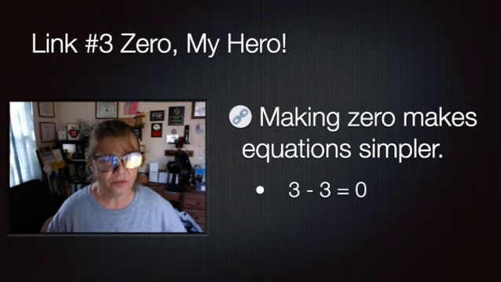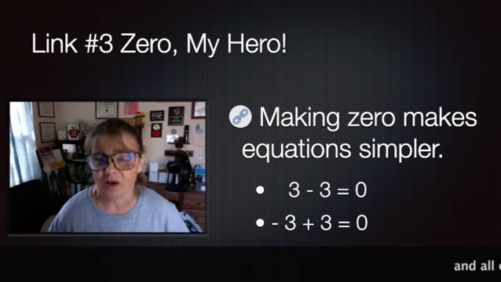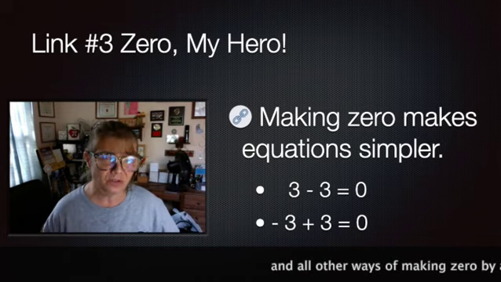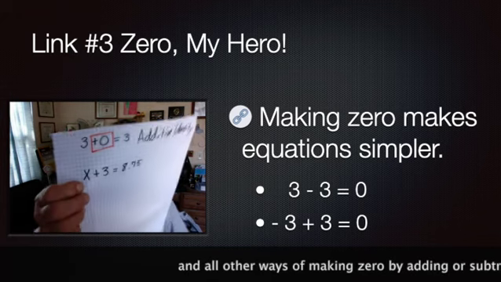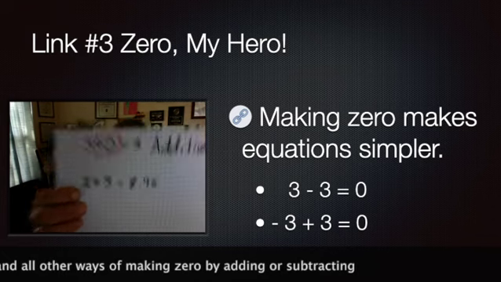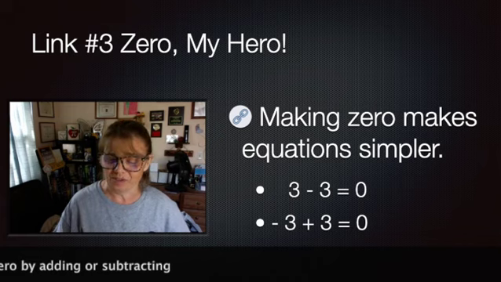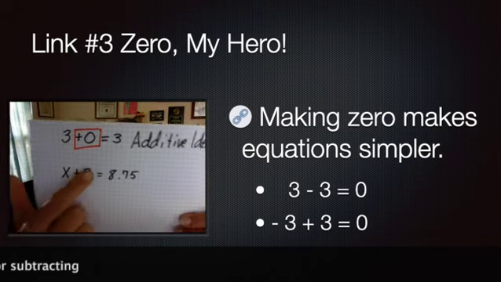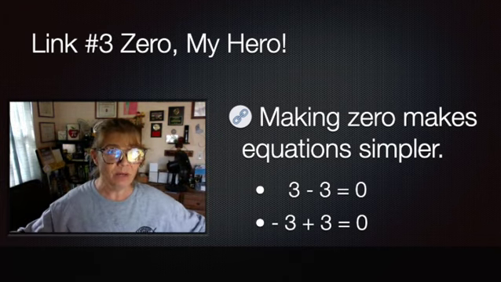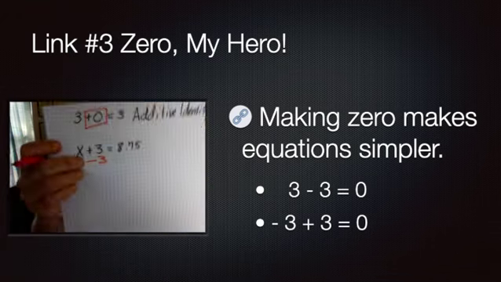Link number 3 for Zero My Hero is making zeros that make solving equations easier. And understanding that 3 minus 3 is 0 and negative 3 plus 3 is 0 is what helps you do this. So we'll take the equation x plus 3 equals 8.75. If I need to figure out what x is, let's say it's something I can't actually do in my head, even though I know the answer is going to be 5.75, I need to get rid of the plus 3. So I know how to get rid of plus 3. I know how to make 0. 3 minus 3 is 0. So I'm going to subtract 3 from that side.